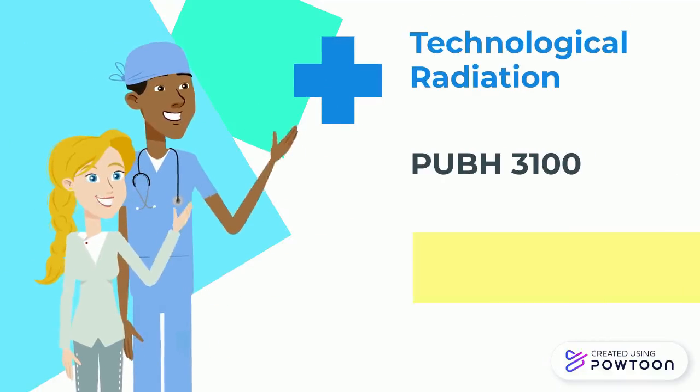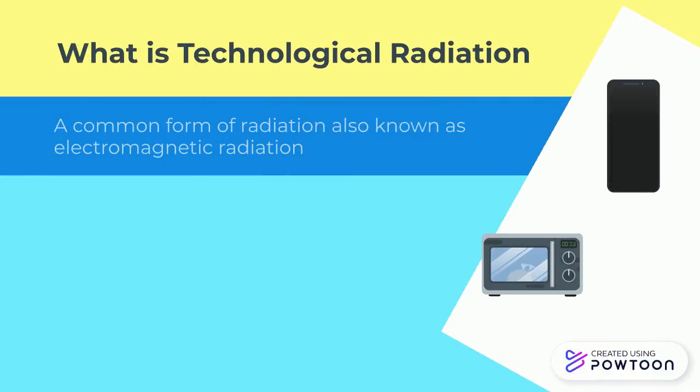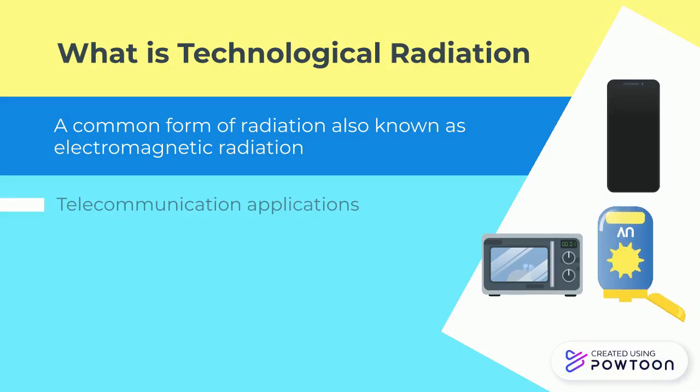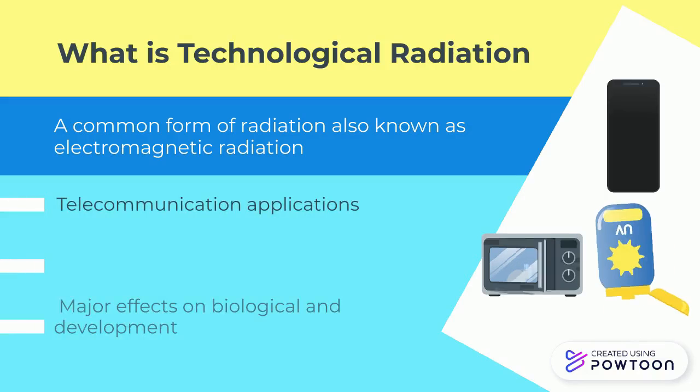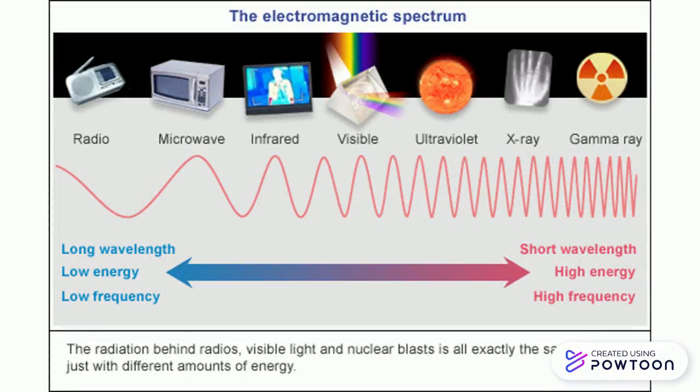Technological radiation. What is technological radiation? The environmental hazard we are examining in this presentation is technological radiation. This is a common form of electromagnetic radiation and falls under the range of radio frequency, which emits lower frequencies of radiation. Radio frequency includes telecommunication applications such as cell phones, televisions, and radio transmissions, as seen on this chart.